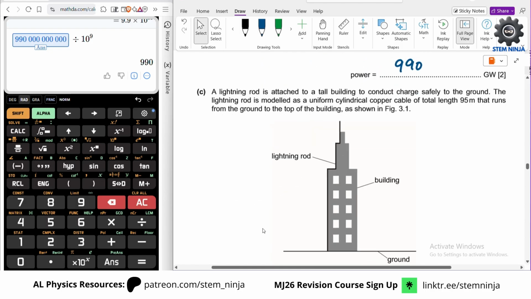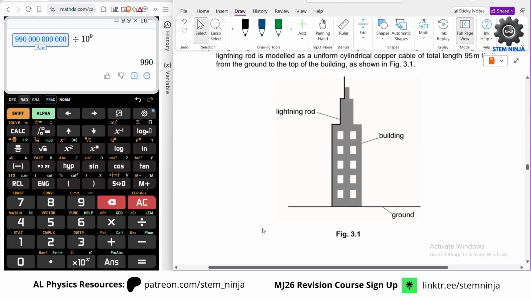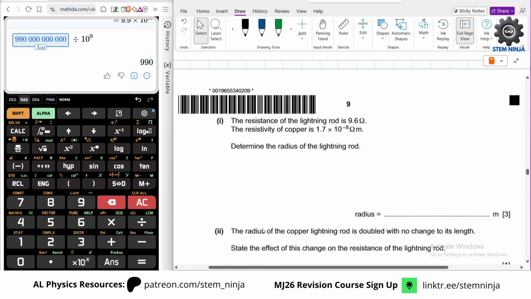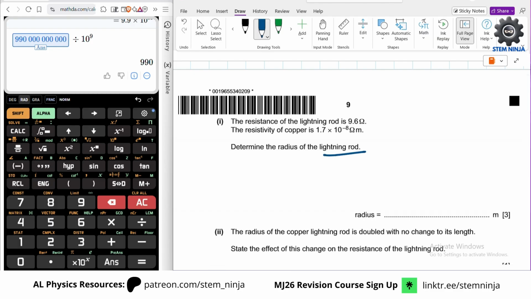Okay. A lightning rod is attached to a tall building to conduct charge safely to the ground. The lightning rod is modeled as a uniform cylindrical copper cable of total length 95 meters that runs from the ground to the top of the building. The resistance of the lightning rod is 9.6 ohm. The resistivity of copper is this. Determine the radius of the lightning rod.